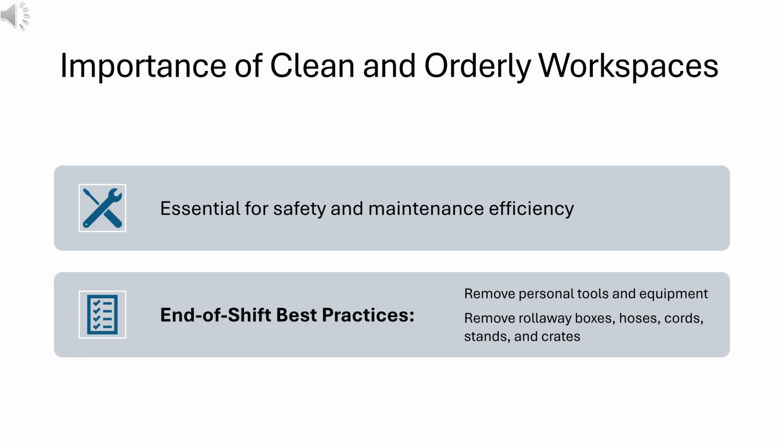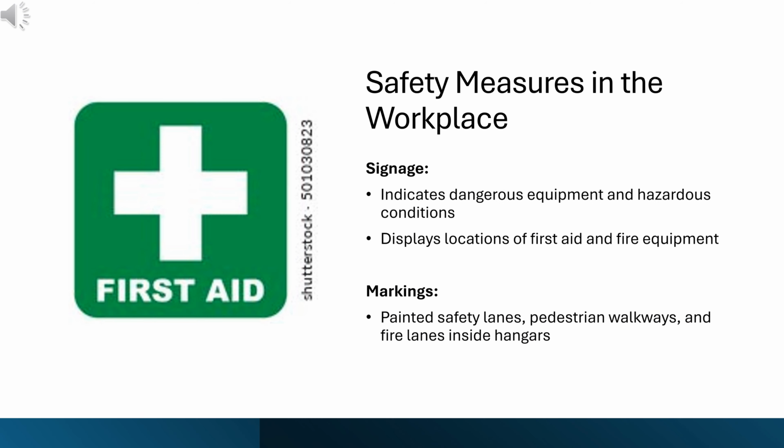Any equipment that's being turned over to the incoming shift should still be removed from the aircraft, and the incoming team informed of its presence and location. Workplaces should incorporate clear safety measures, including hazard signs and markings. Signs identify dangers and provide crucial information such as the locations of first aid and fire equipment. Painted safety lines and pedestrian paths further enhance safety by guiding foot traffic away from hazardous areas.